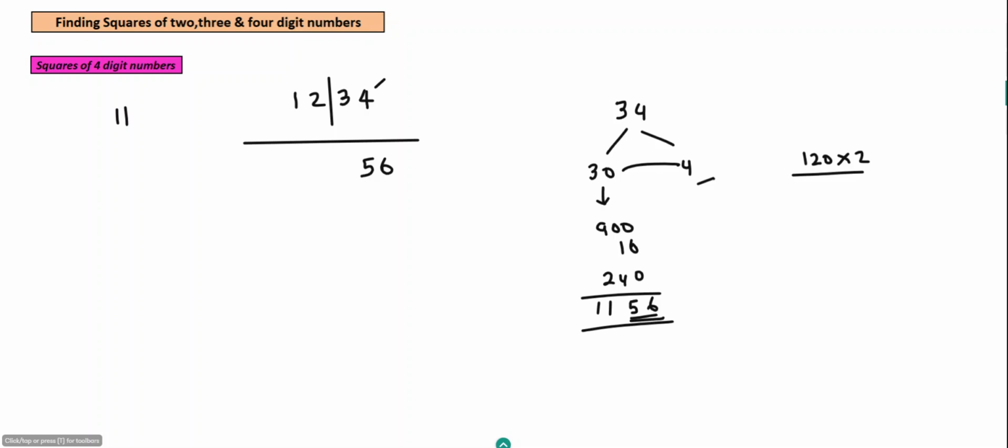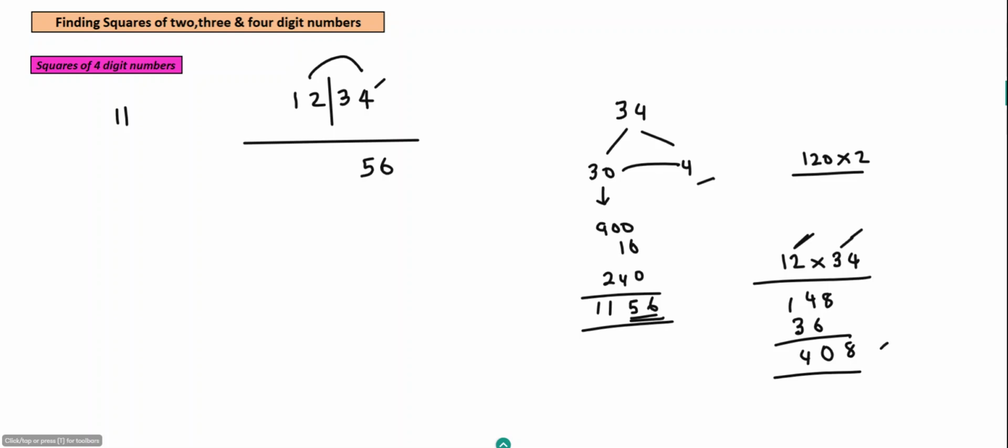And then now we have to find the product of these two numbers, 12 and 34. So it's going to be 12 times 4 is 48, and then 12 times 3 is 36. So this is 408, but we have to double it. So it will be 816. And we have to add it to the carry, 11. So that will be 827.